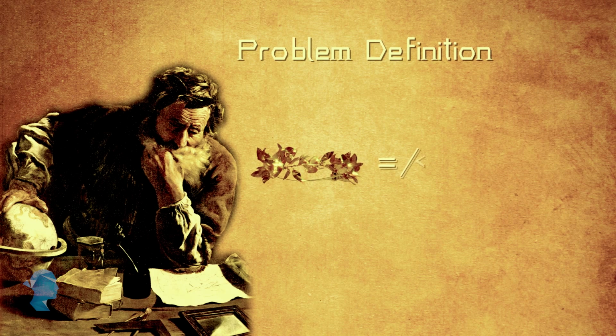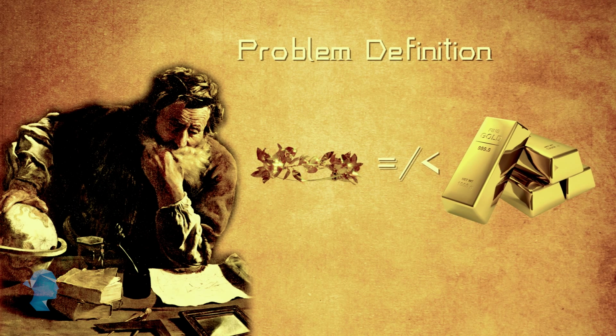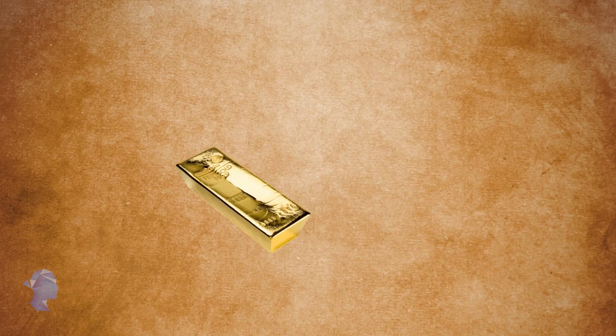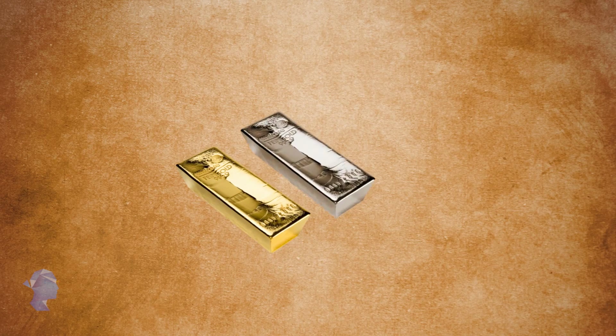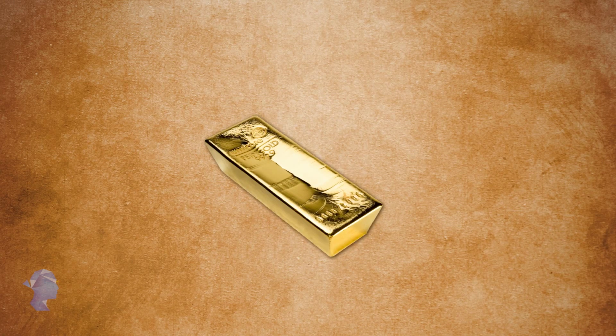He had a gold crown. He knew how much gold the king had exchanged for it. Now, he needed to know if there had been any substitution of silver in the final piece. At the time, it was a fairly common practice to dilute gold with cheaper metals such as silver.